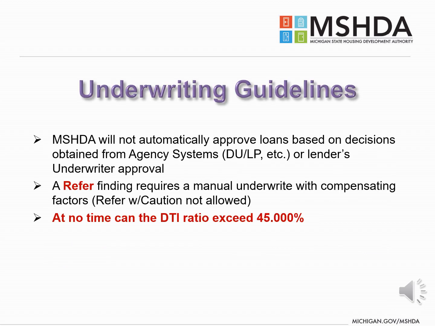Underwriting guidelines. MSHDA will not automatically approve loans based on automated systems findings or the lender's underwriter approval. A refer finding requires a manual underwrite with compensating factors. Refer with caution is not allowed. At no time can the DTI ratio exceed 45%.